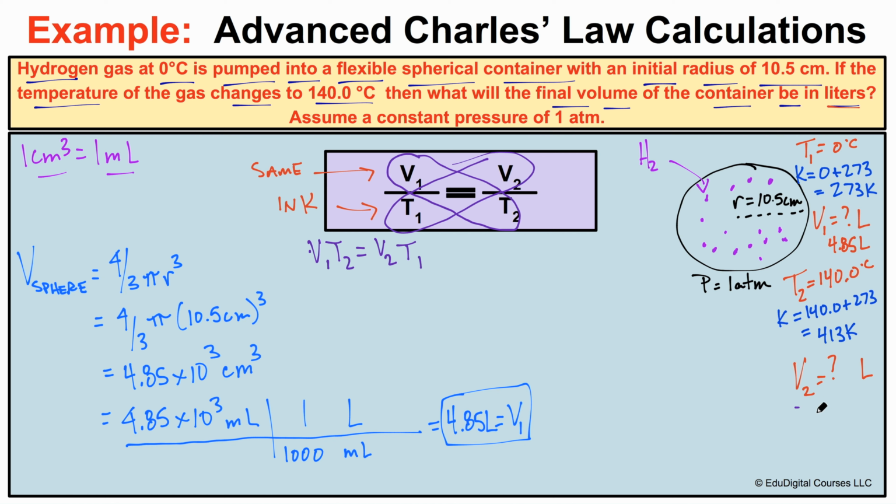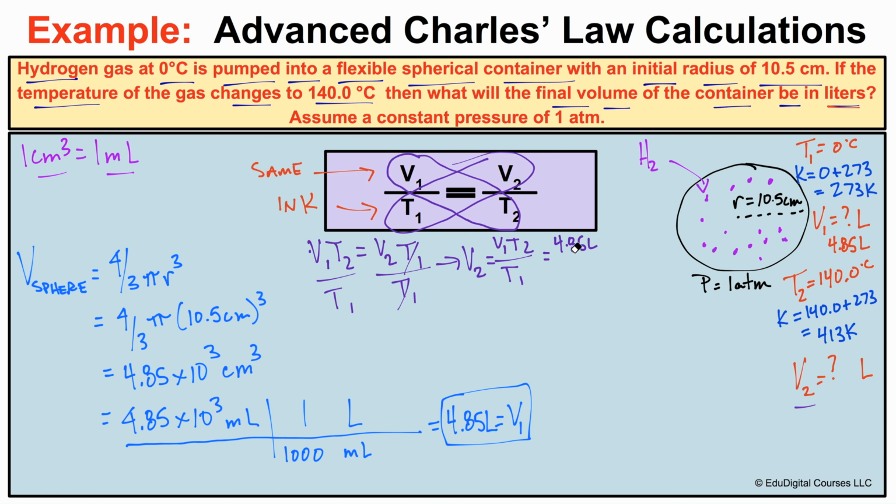And we're trying to find what the final volume is. So we're trying to solve for V2. We'll divide both sides by T1. T1's going to cancel. And so the formula that we're going to use to solve this problem is V2 equaling V1 T2 all over T1. So now we can start to plug in these variables. What is V1? It's 4.85 liters.